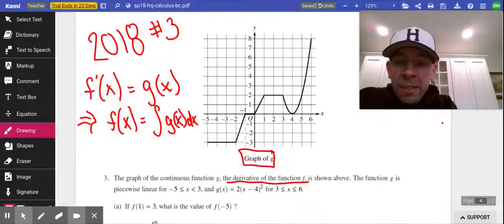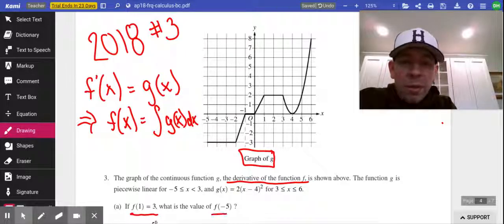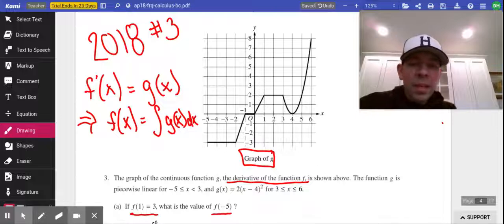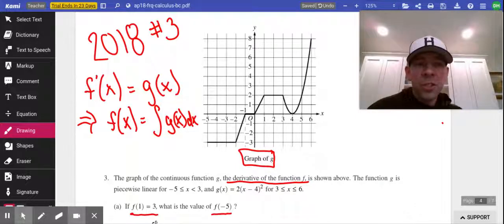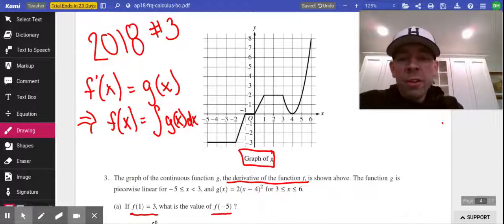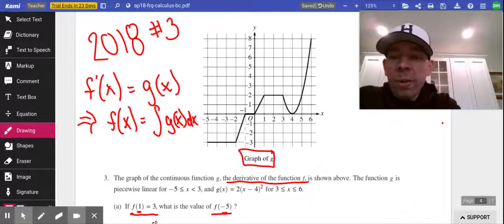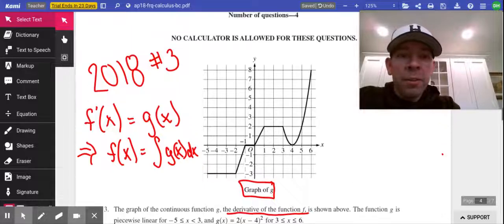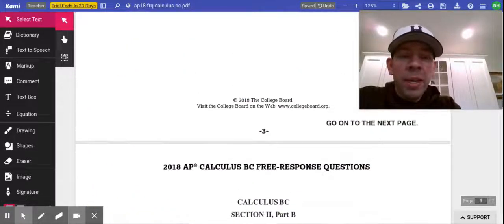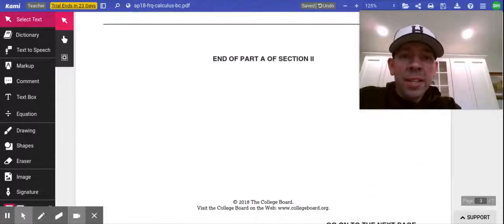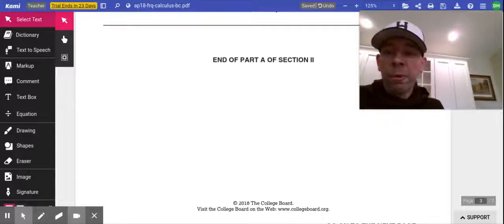Part A says, if we knew f of 1 was equal to 3, what's the exact value of f of negative 5? Basically, we want to know how much function f changed from x equals negative 5 until x equals 1, and we can work backwards to figure out f of negative 5. In order to get that done, I'm going to use the First Fundamental Theorem. This is a great theorem. College Board is going to hit us on this over and over again.